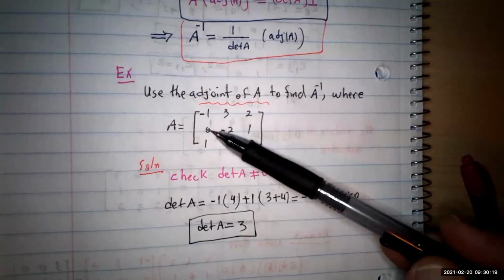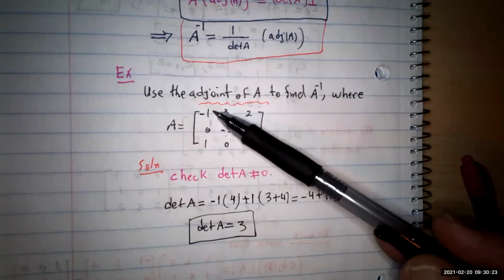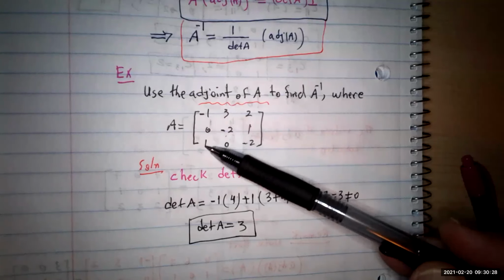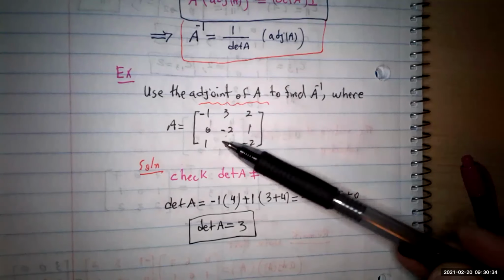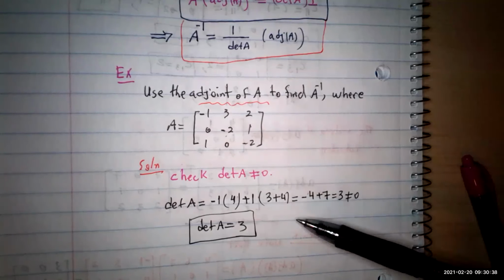Then I don't need the 0, so I go to this one. This is on the third row, first column. So -1 to the fourth would be positive. Eliminate the row and the column, and just get this matrix. 3 times 1, 3 minus -4, which is the positive 4.